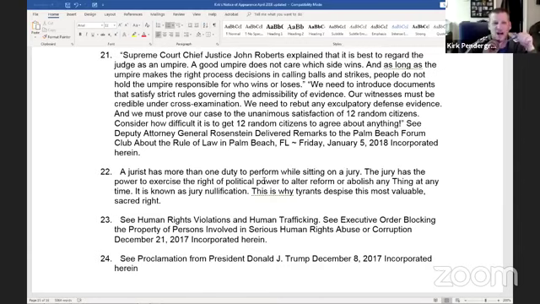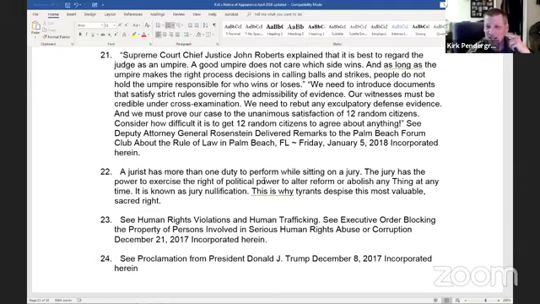We need to introduce documents that satisfy strict rules governing the admissibility of evidence. Our witnesses must be credible under cross-examination. We need to rebut any exculpatory defense evidence, and we must prove our case to the unanimous satisfaction of 12 random citizens. That's actually not true. They're supposed to be from our vicinage, people that know us and our character already.